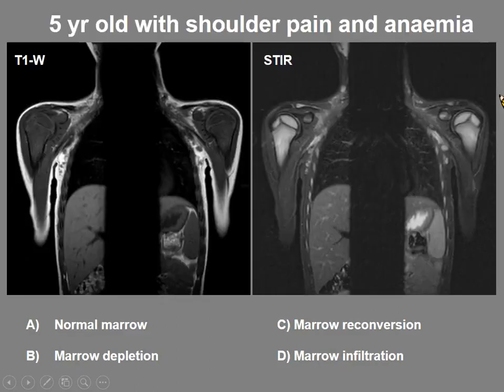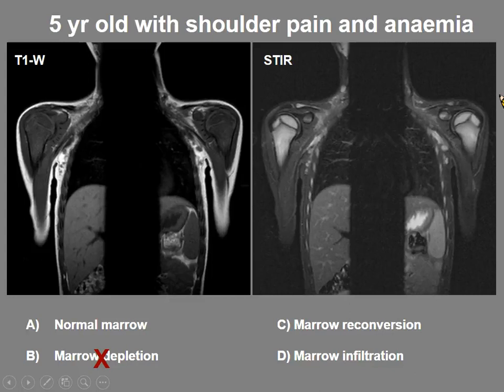Now, this is a 5-year-old patient who presented with shoulder pain and anemia. And again, the question is, what is the cause in this patient? Right. I think the first thing you can exclude is marrow depletion, right? I'm unlikely to show you 2 cases of that in a row. But seriously, in patients with marrow depletion, it would have a high T1 weighted signal because of the presence of fat within the marrow. And in this case, you don't see the high T1 weighted signal.